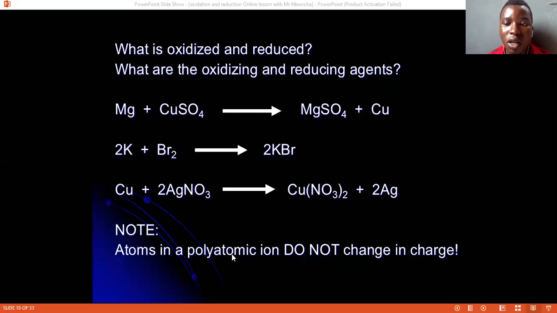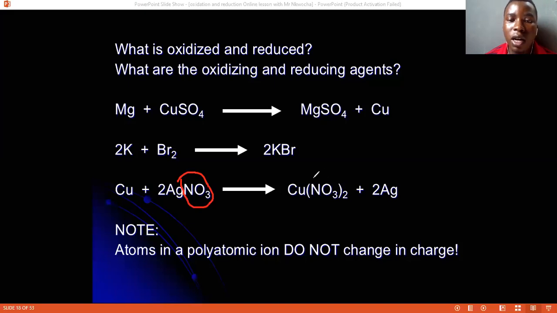Look at this one. I put something here: atoms in a polyatomic ion do not change in charge. Now, what do I mean by polyatomic ion? Ions that are made of more than one atom. So you treat this as a single charge. Everything here is a single charge. So that's why this one is -1, the trioxonitrate.